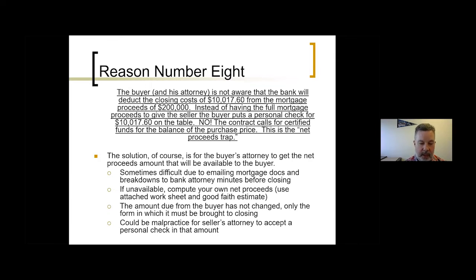If you don't have that, you can compute your own net proceeds. You can use the attached worksheet that's in the materials and your good faith estimate from your title company. You can call us or email us and ask us for a final title bill with taxes on it and everything that's going to be picked up from the buyer at closing, and then you should know exactly how much you have available. So the amount that's due from the buyer hasn't changed, but it's the form in which it's brought to closing. He's not getting the full proceeds from the mortgage. He's got to bring money to the table, and it's got to be certified funds. Okay.